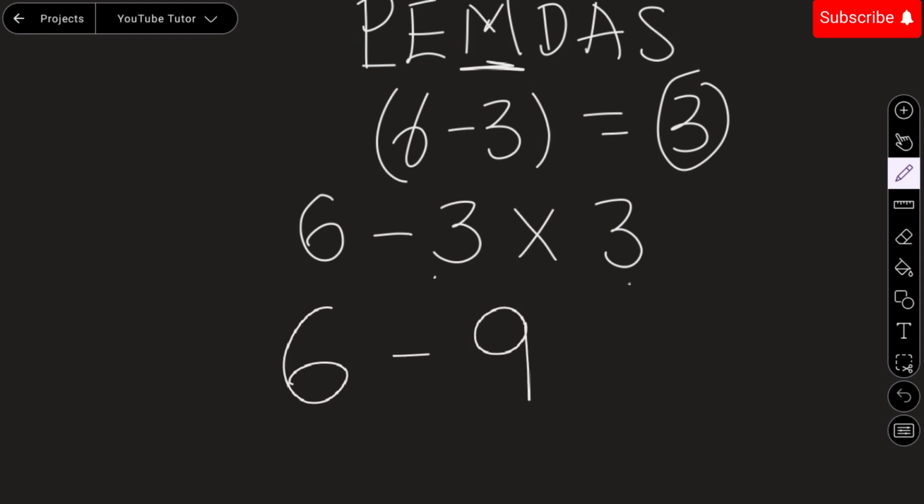6 minus 9 gives us no other answer than -3. So that's our final answer.